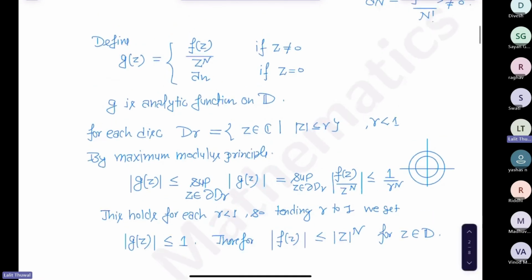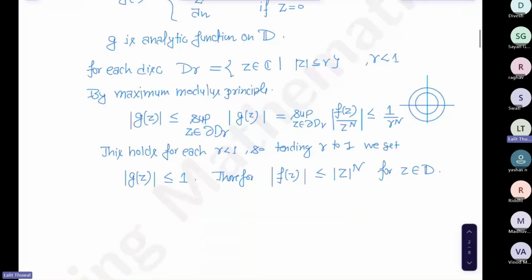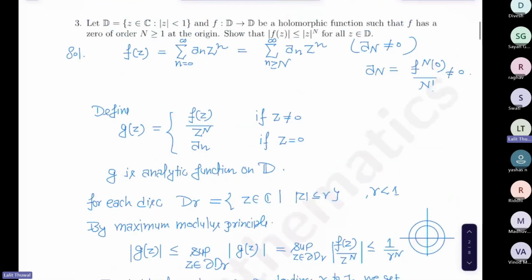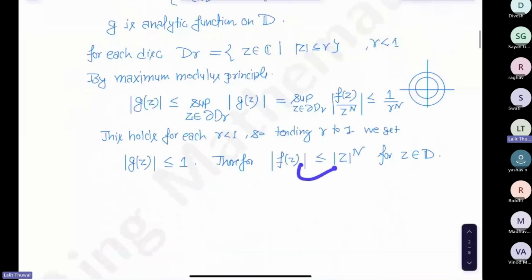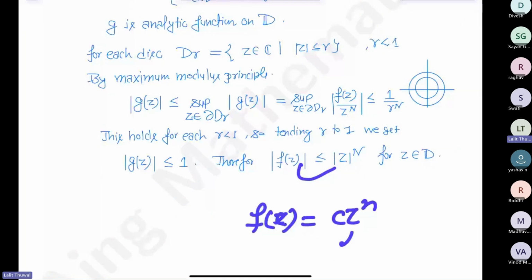You must have seen this before, right? What is this called? This is called the Schwarz lemma, okay? And you can also do something further: what happens if equality holds at some point? Then your f comes out to be a function of the form c z to the power n. And that is also an application of the maximum modulus principle, okay? So any questions?